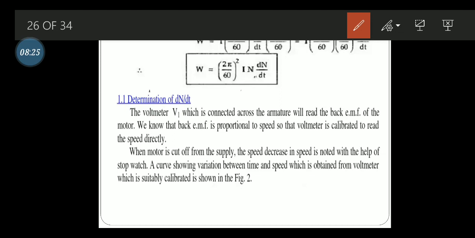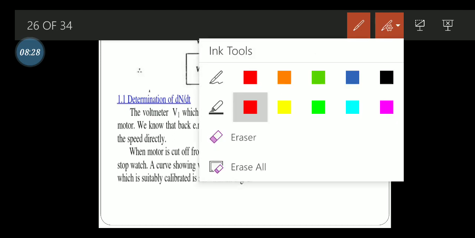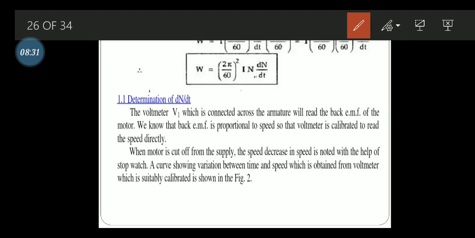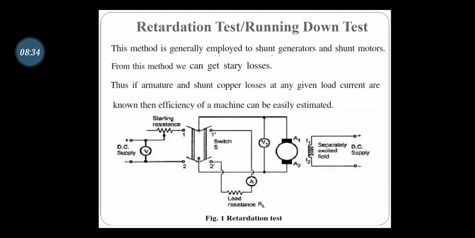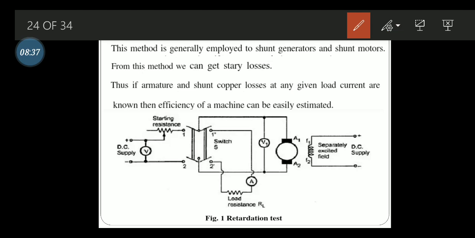The voltmeter V1 is connected across the armature, and it represents the back EMF. If the supply is disconnected, the motor slows down, so the back EMF is to be measured. This back EMF is proportional to the speed, so indirectly you can measure the speed of the motor. Then for every step during the slowdown, you have to note down the time.